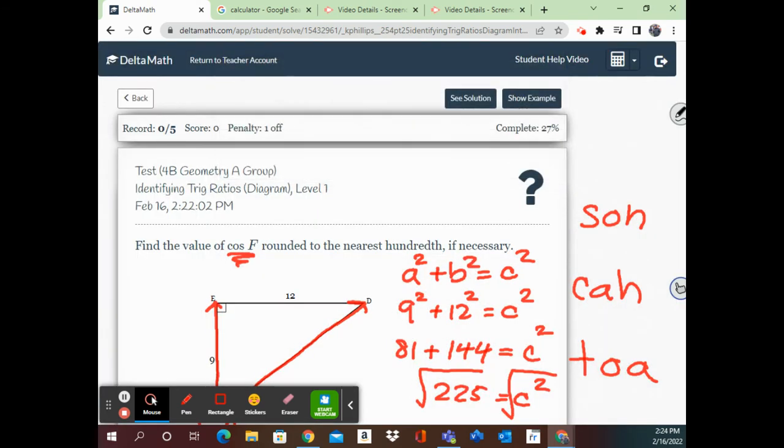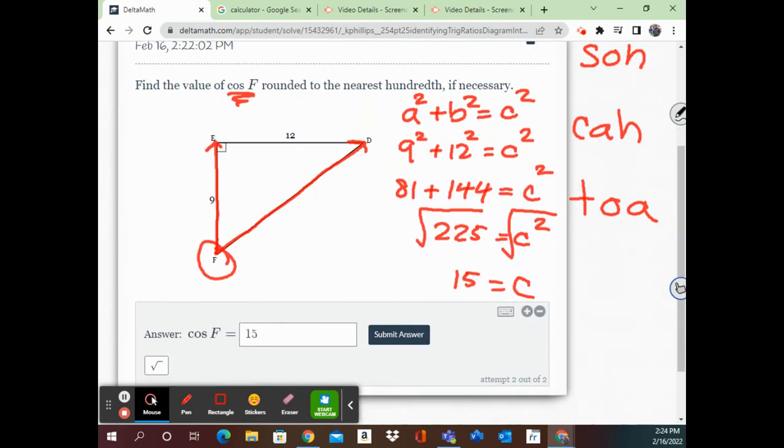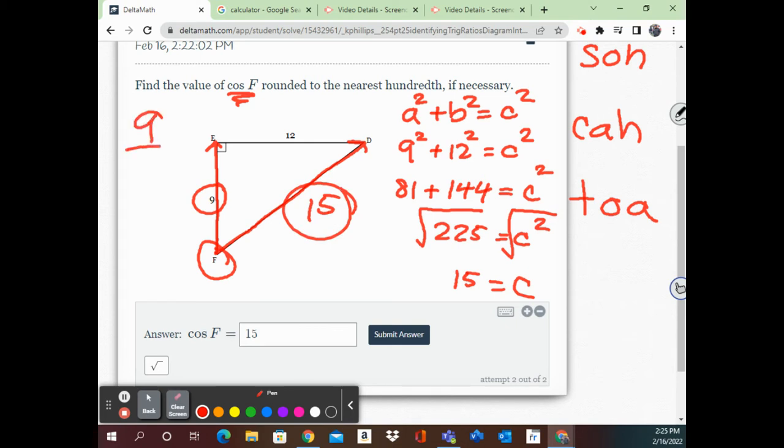Nope, it says we're incorrect, right? Why are we incorrect? Because all I did was find the missing side length. So again, I make mistakes so that you can pay attention to my mistakes so that you won't make the same mistakes, right? So again, if you get the first question wrong, just go back and read the question. Find the value of cosine of F, round it to the nearest hundredth. So that means cosine of F is going to give me a ratio. With that ratio, it's going to be adjacent over hypotenuse, which is 9 over 15.